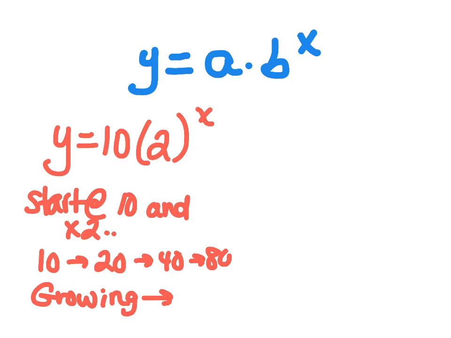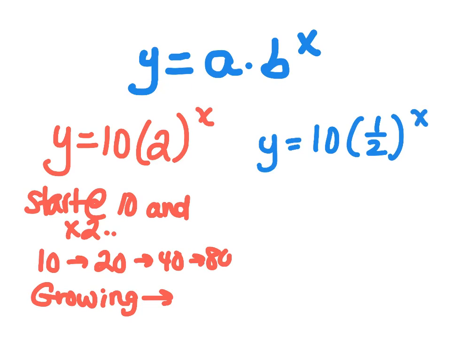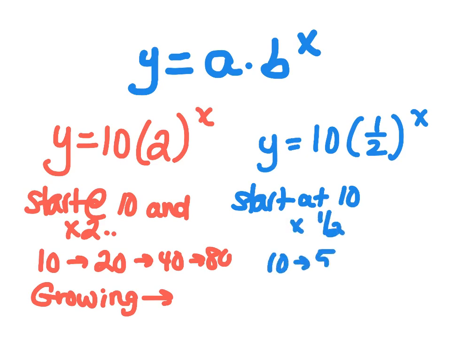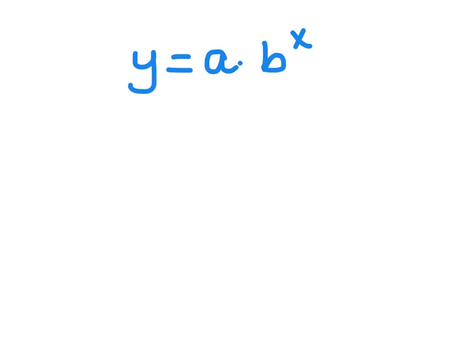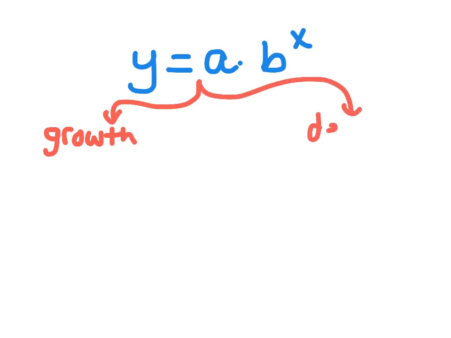If I wrote a different example, maybe something like y equals 10 times 1/2 to the x, here we would start at 10, and I would multiply by 1/2 over and over again. So 10 would turn into 5, that would turn into 5/2, which is like 2.5, and that would turn into 5/4, which is like 1.25. So we can see here that we're getting smaller, and that word is decay. So we know that an exponential equation can either get bigger, which we're going to call growth, or it can get smaller, which we're going to call decay.